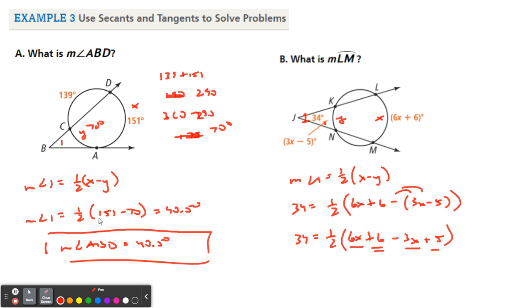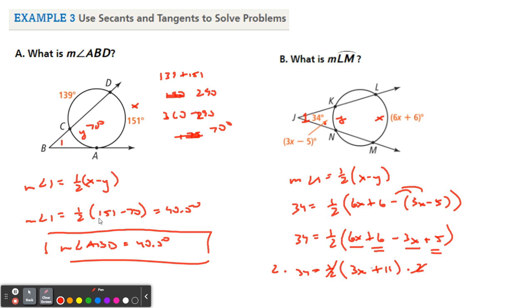Combine your like terms inside the parentheses. So 34 equals 1/2. 6x minus 3x is 3x. 6 plus 5 is 11. Now, because these are odd numbers, I'm not going to distribute the 1/2. I'm going to actually multiply both sides by 2. What this is going to do, it just cancels the 1/2.